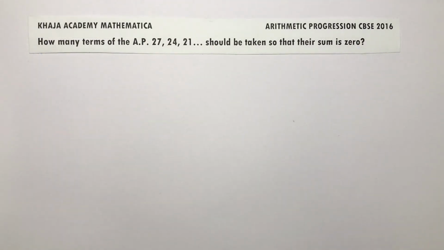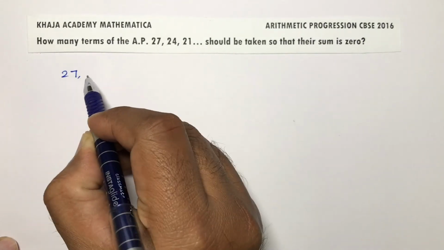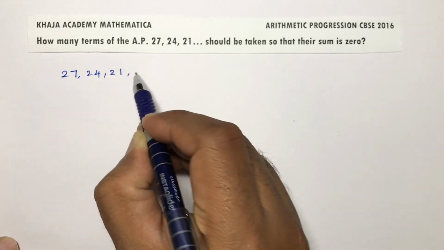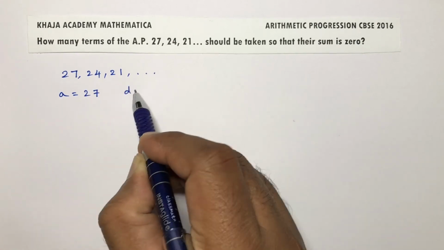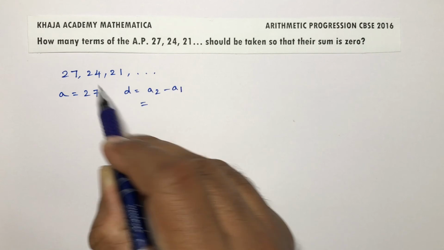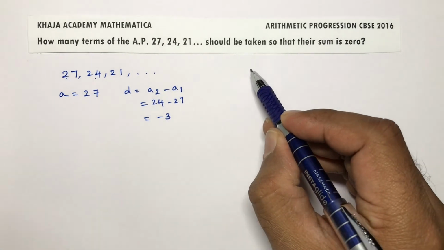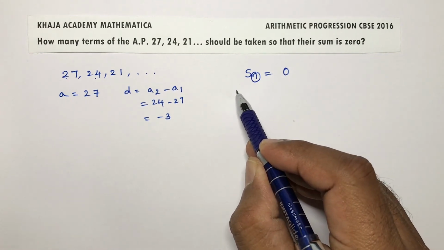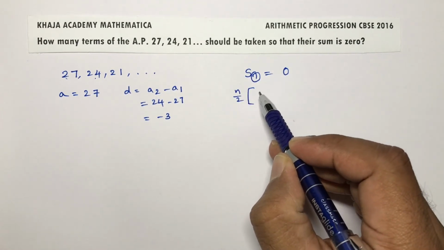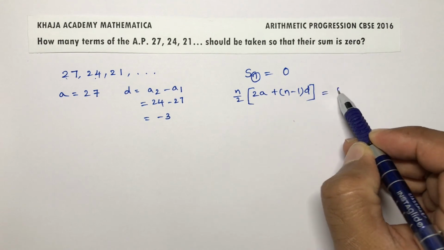How many terms of the AP 27, 24, 21 should be taken so that the sum is 0? So here the arithmetic progression series is 27, 24, 21, and so on. So the first term is 27. The common difference, that is A2 minus A1, 24 minus 27, which is minus 3. So they're telling us the sum of n terms is 0. So how many terms? We need to find n. The sum of n terms formula is n by 2 into 2a plus n minus 1 into d equals 0.